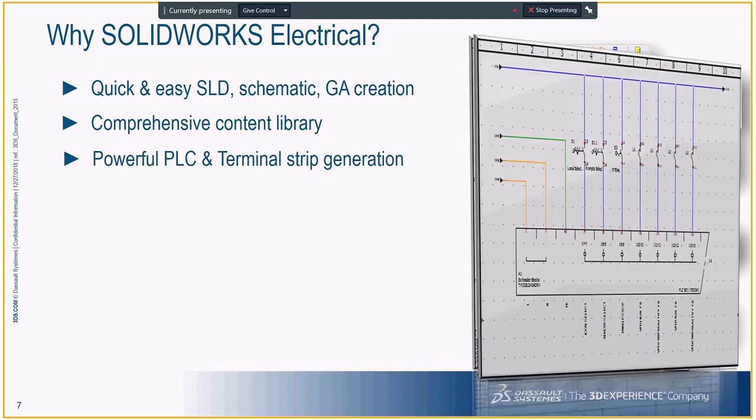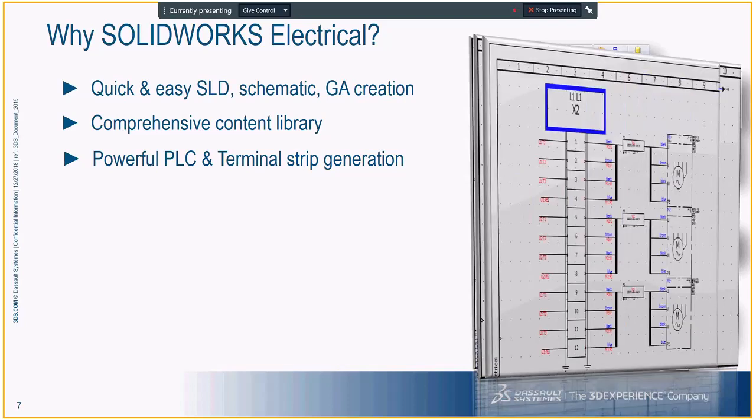Using SOLIDWORKS Electrical, powerful PLC and terminal strip generation can be done. We can have automated PLC linking with the input-output modules or input-output symbols. All the PLC symbols, in various configurations from various manufacturers, can be added onto the schematic automatically and then linked with the macros running inside our macro manager in SOLIDWORKS Electrical, to link to the PLCs as input or output modules.